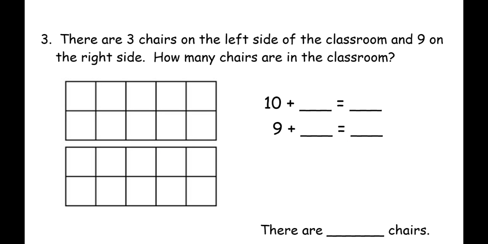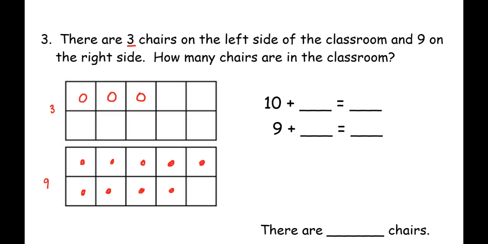The next question says there are 3 chairs on the left side of the classroom and 9 on the right side. How many chairs are in the classroom? So we'll start by showing the 3 chairs that are on the left side of the classroom, and then the 9 that are on the right side of the classroom. So here's my 9 and here's my 3.